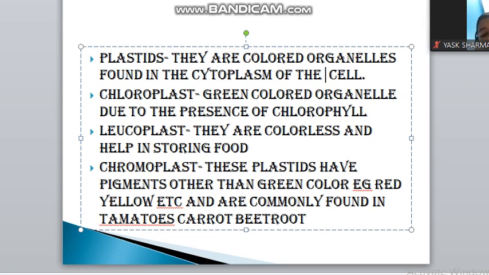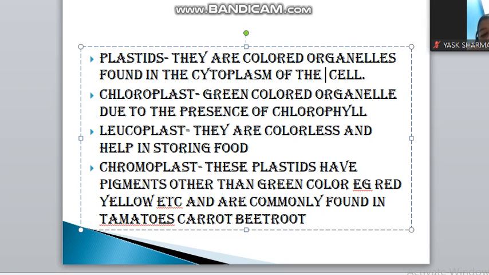Animals do not prepare their own food, and they have no need to store the food. They digest the food, take the energy, and they have a proper digestive system and excretion system, so no need to store the food. But plants do not have a proper digestive system and excretory system, so that's why they have to store the food. That's why plastids are present only in the plant cells.